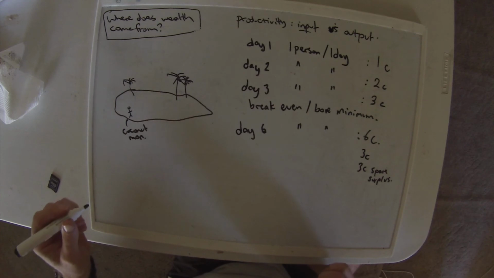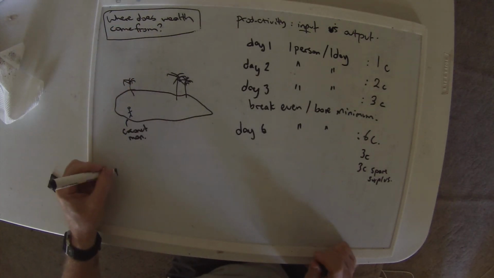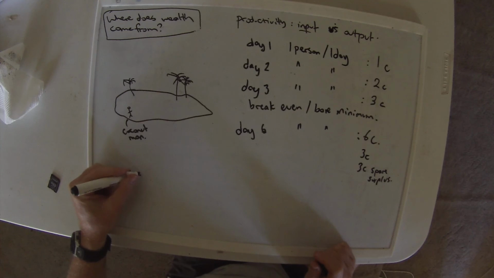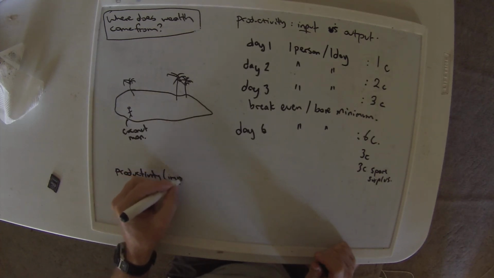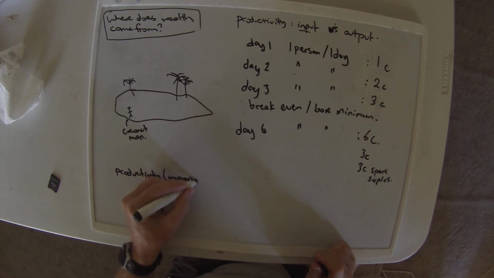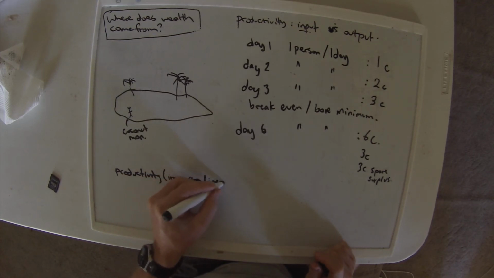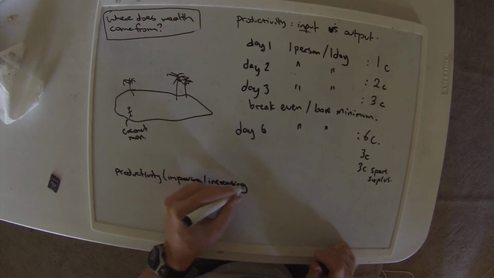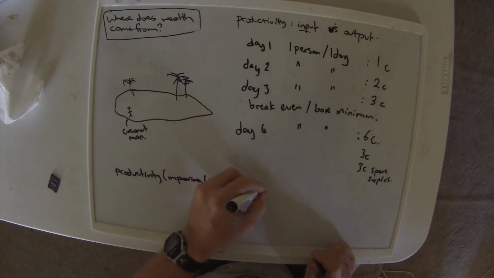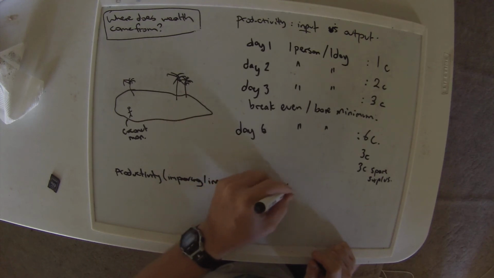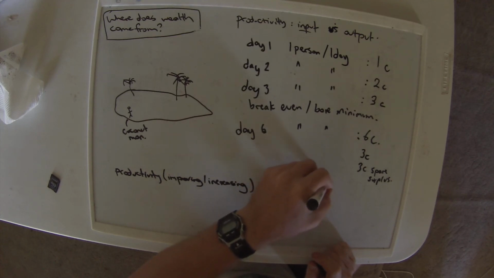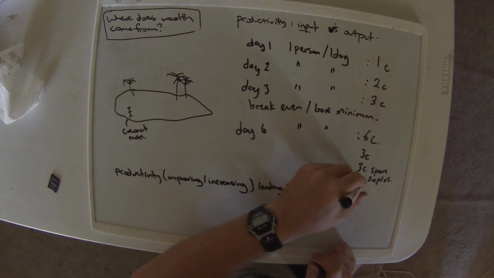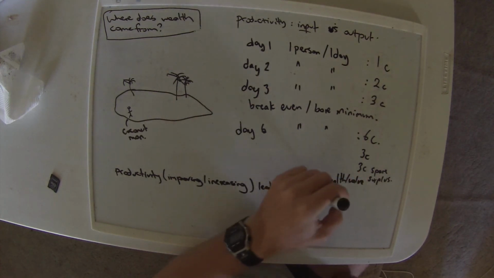So where wealth comes from is from productivity, ideally improving or increasing, leading to surplus, and that gets us what we would consider wealth or value. But it also gets us a couple of other things that aren't commonly recognised.